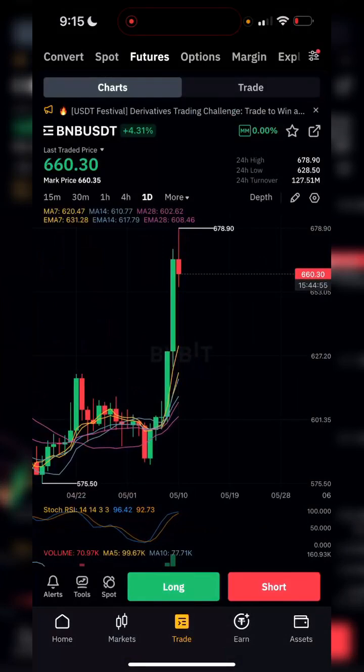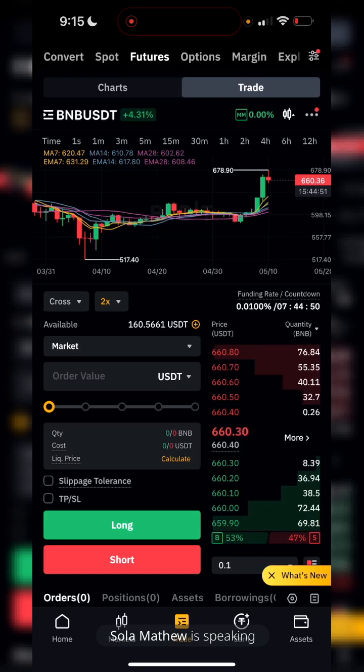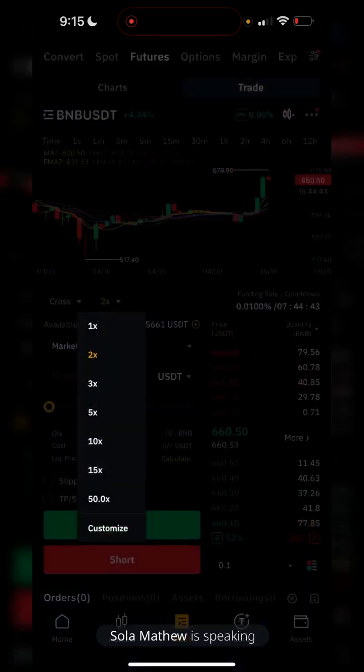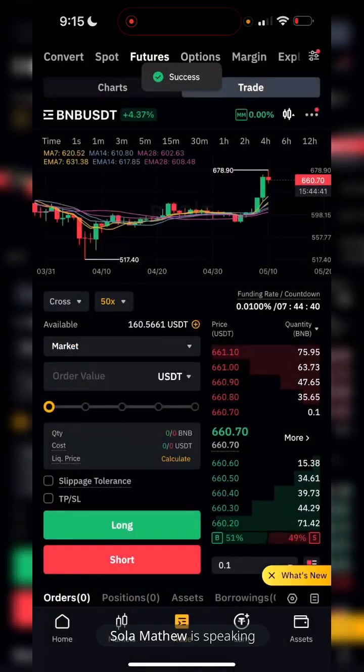So at the moment it's 660. So you go to long, click on long. Like I said, make sure you are in futures. Click on long. Then click on cross. Make sure it's in cross. Then you can increase this to like 50 or depending on the leverage you want to use.